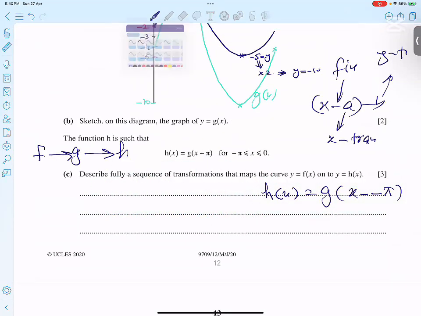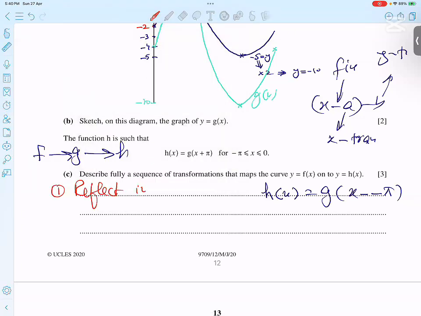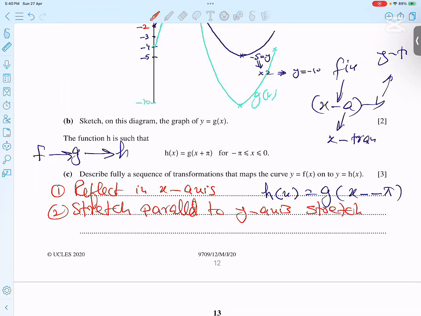Number one, we have reflection, reflect in the x-axis. Number two, stretch, stretch parallel to the y-axis, and stretch factor equal to 2.